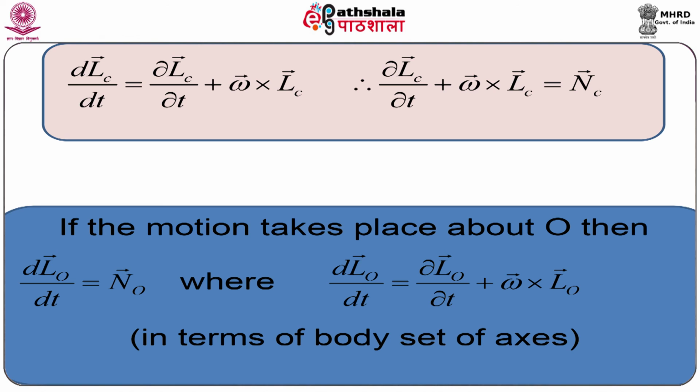If the motion of the rigid body takes place about a fixed point O, then the torque equation of motion becomes d dt of LO vector equal to NO vector, where d dt of LO vector is the first order partial derivative of LO vector with respect to time t plus omega vector cross LO vector, when expressed in terms of body set of axis, as the body set rotates with an angular velocity omega vector relative to the inertial system.